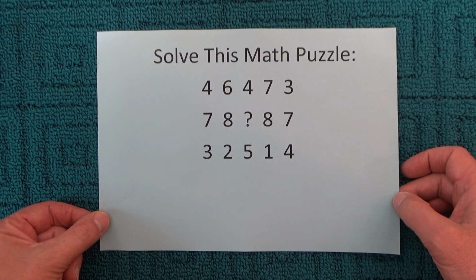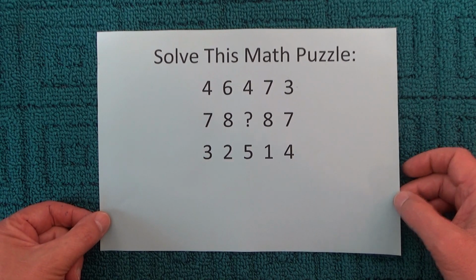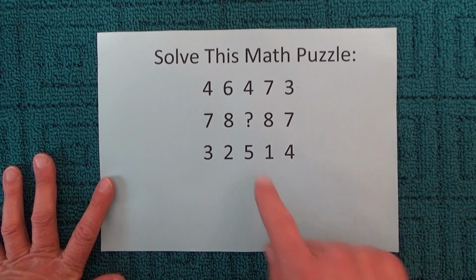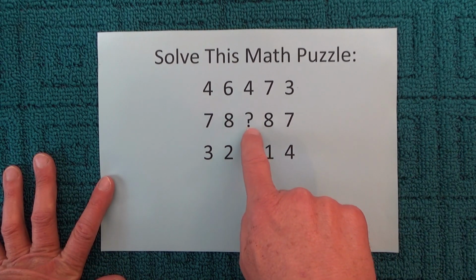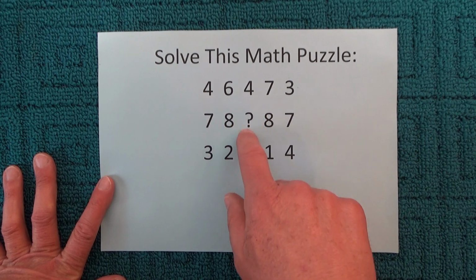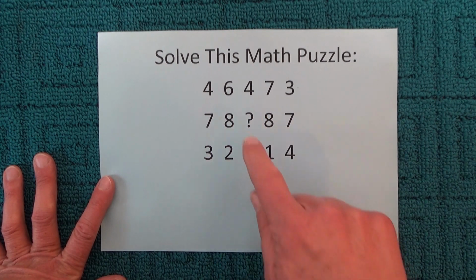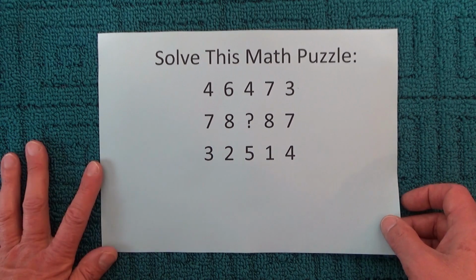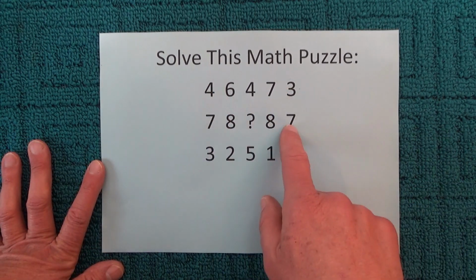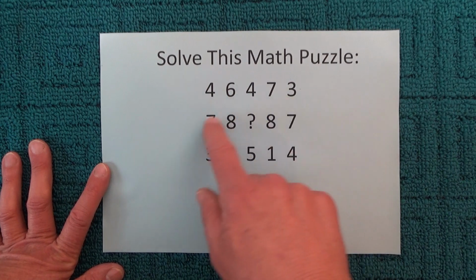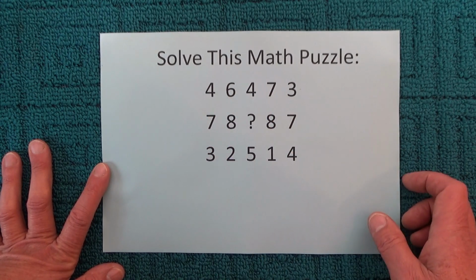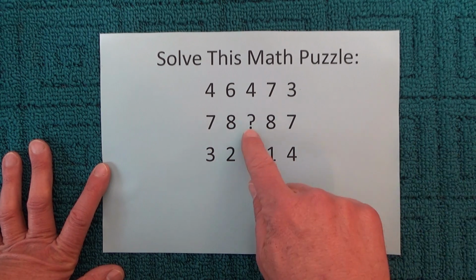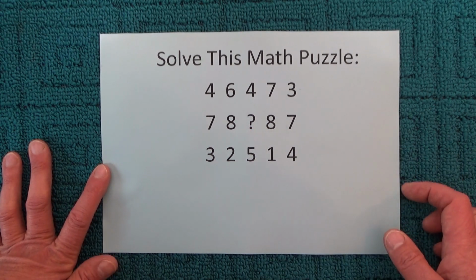Hi there. Today I'd like to share with you this great maths puzzle, and the object of this puzzle is to find the missing number in the middle of the puzzle, which is represented by the question mark. Now we're presented in this puzzle with 3 rows of numbers. And then obviously you've got to find that missing number in the middle of the puzzle.